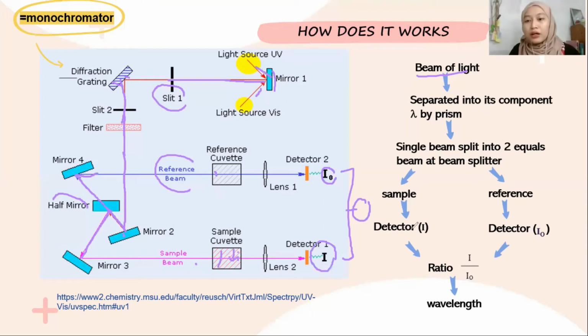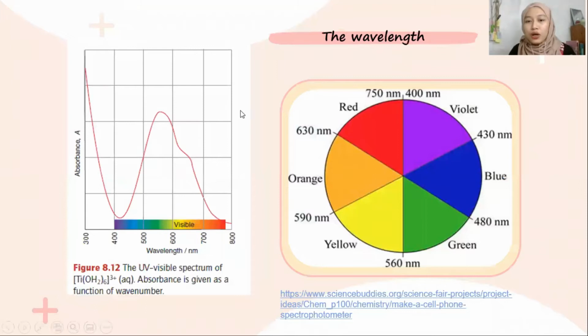So we will obtain the ratio from the sample beam and the reference beam, and from here, the spectrometer automatically will scan all the component wavelengths in the manner described. The ultraviolet region scan is normally from 160 until 275 nanometers, and the visible portion is from 350 until 2500 nanometers. So this is the sample of the wavelength that can be obtained.